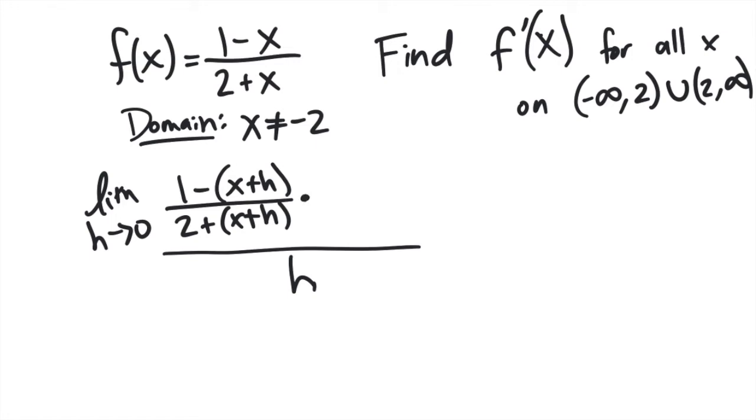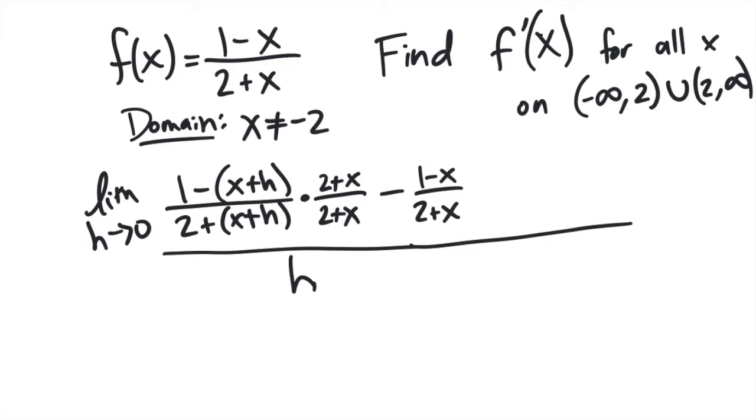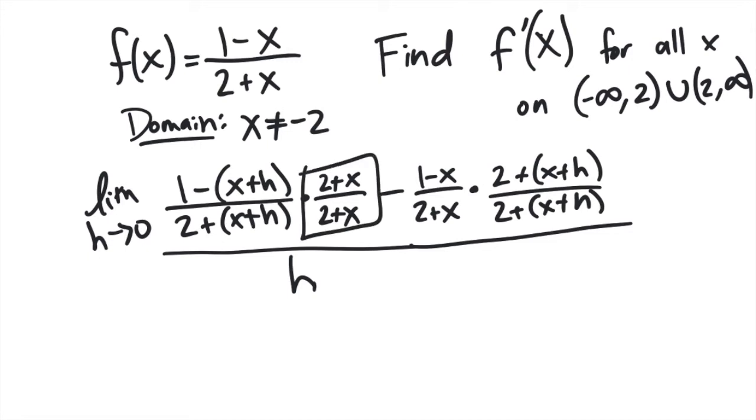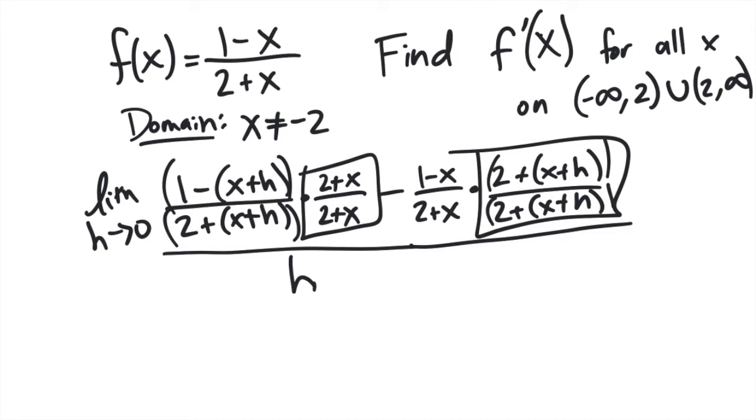So this should multiply by 2 plus x over 2 plus x. And then the second one, which already was 1 minus x over 2 plus x, that one needs to multiply by 2 plus x plus h divided by 2 plus x plus h. So there's your multiplying by 1 and multiplying by 1, and notice now both of those fractions have a common denominator. And if you want to put the numerator and denominator in parentheses and throw parentheses all over the place, that's fine. You're welcome to do that.